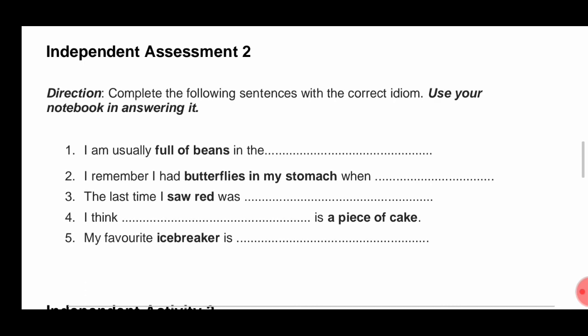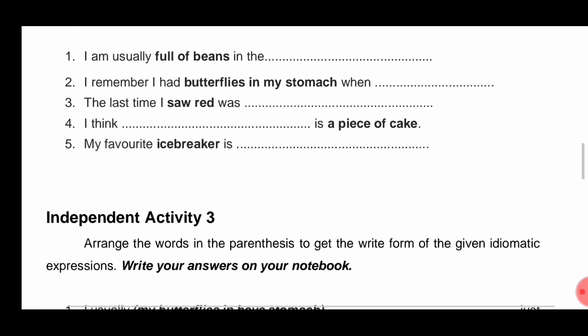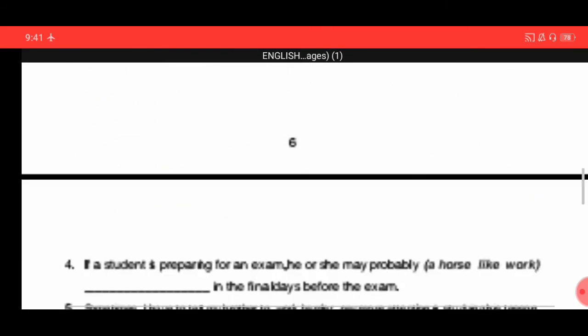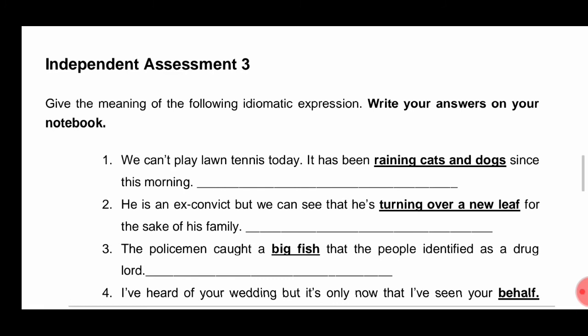So again, in this independent assessment 2, you need to get the meaning or search for the meaning of the bold phrases, yung naka full black, so that you can supply the correct missing part of the sentence. Okay, that's it. You don't need to answer this one.